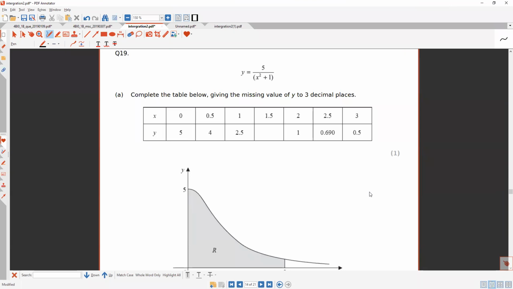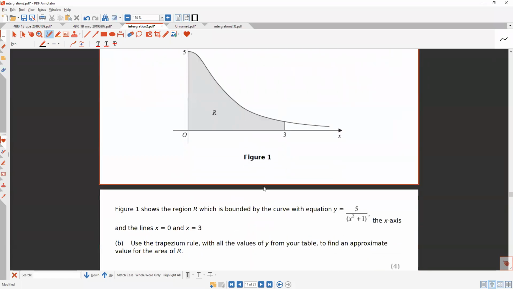Now A part is pretty easy to do, so I'm doing it for you all. All you have to do is just substitute 1.5 in your x coordinates. So can I do 1.5 squared? 5 divided by 1.5 squared plus 1, plus 1. Did they say exact value? You know what? 1.538. Let me write 1.54, because they give 3 decimal places here.